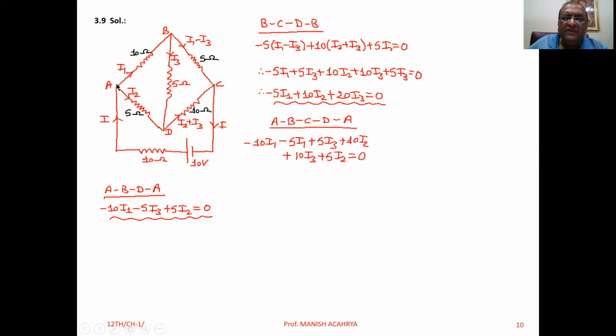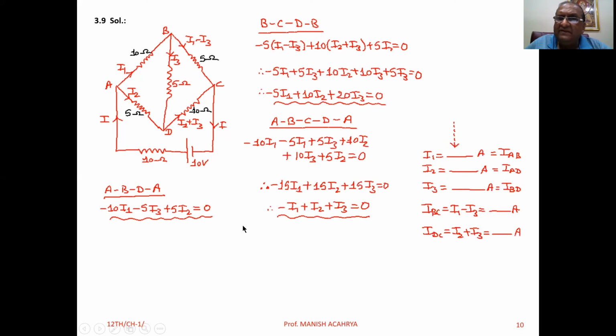Now consider the loop A, B, C, D, A, this outer one. So A to B in the direction of current, so potential difference minus 10 I1. B to C in the direction of the current, so minus 5 I1 and plus 5 I3. Then C to D in the opposite direction of current, so plus 10 I2 plus 10 I3. Then D to A in the opposite direction of current, so plus 5 I2, that is equal to 0. So resultantly you will get the equation minus I1 plus I2 plus I3, that is equal to 0. Now solve these three equations by the elimination method and then find out I1, I2, I3.